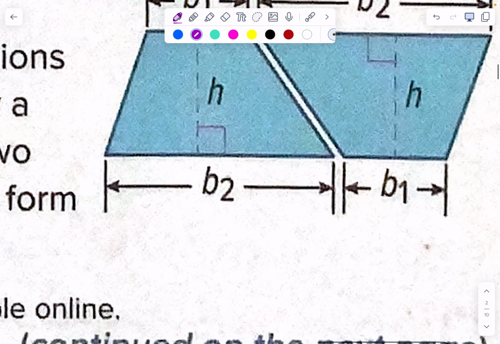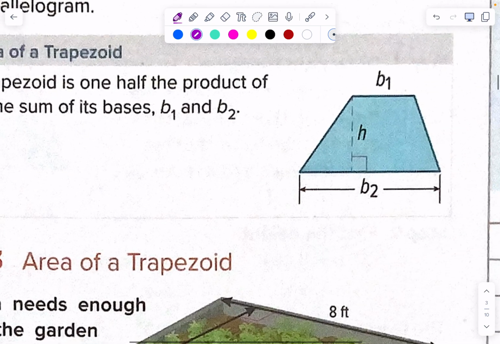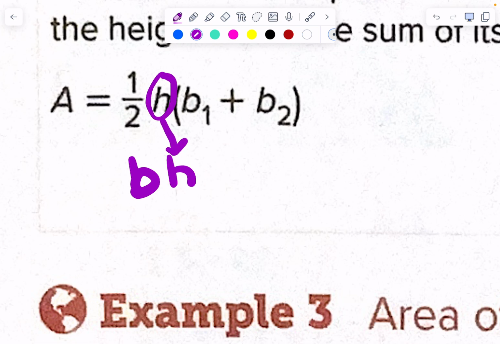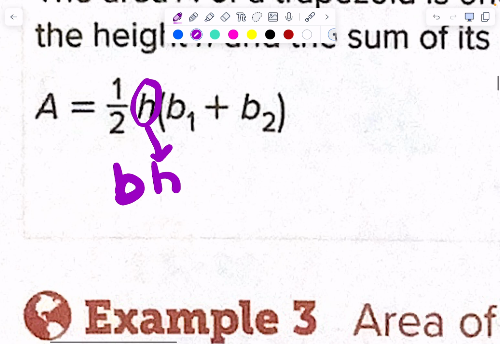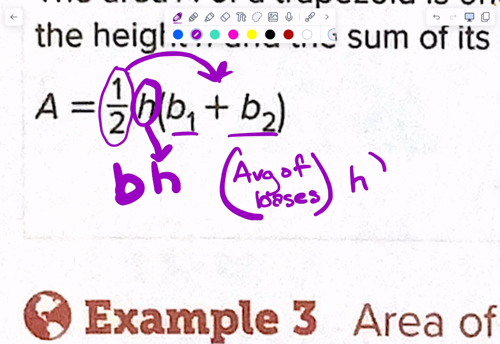Here is the formula for finding the area of a trapezoid. Ready? Area of anything is base times height, yeah? Here is where the height goes. But to find the base, they're taking 1/2 times base 1 plus base 2. 1/2 times base 1 plus base 2 is the average of the bases. Average of the bases times the height. Because I have two bases that are different sizes, I'm taking the average of the two bases times the height.